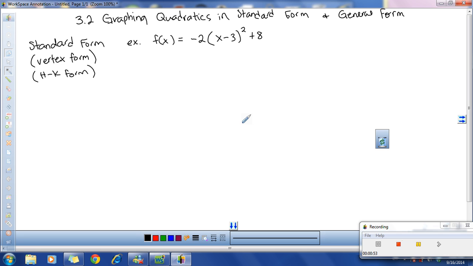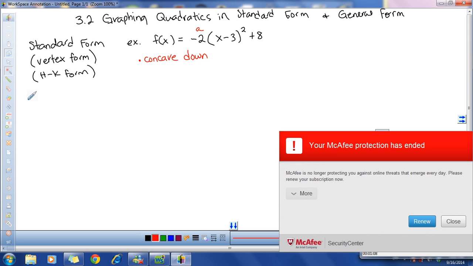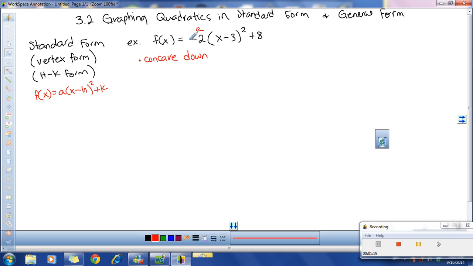Alright, so the first thing you want to do is be able to identify all of the characteristics that you can from the equation alone. Okay, so from the equation, I can tell concavity, and this one is going to be concave down. Why? Because of a. Remember, it comes in the form f of x equals a times x minus h squared plus k. So a is that first number on the outside. So a is negative 2. Concave down because a is negative 2.